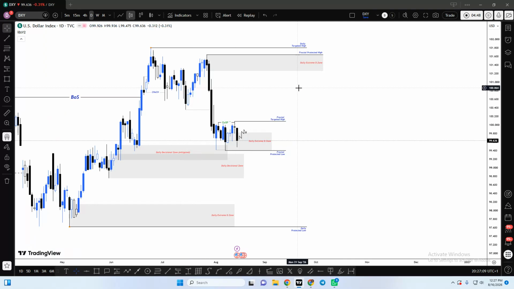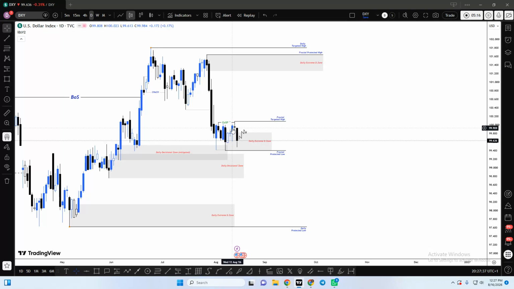We broke structure, and remember what I always say: once we break structure, what we should be expecting is a pullback on that time frame. So we broke structure, and you can see the market is starting to make that pullback, right? We came into this daily decisional zone that has already been mitigated. As you can see, I've indicated that. So it is possible that we see this zone break, right?